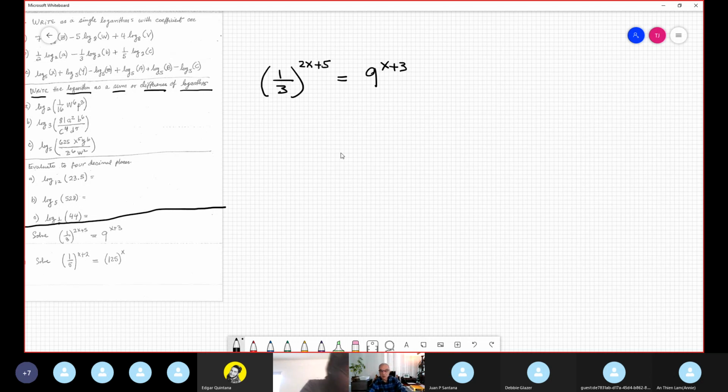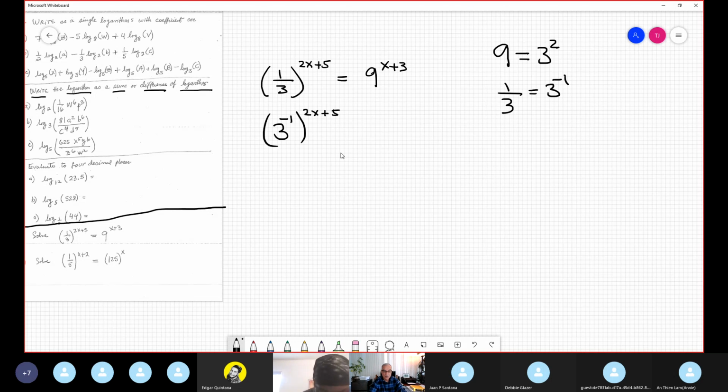In one corner of the piece of paper, you copy 9 and 1/3. And 9 is 3 to the second power, and 1/3 is 3 to the minus 1. So the common base is 3. So you replace, no 1/3 anymore, it's 3 to the -1, raised to the 2x plus 5, equal 3 to the second power, raised to the x plus 3, something like that.